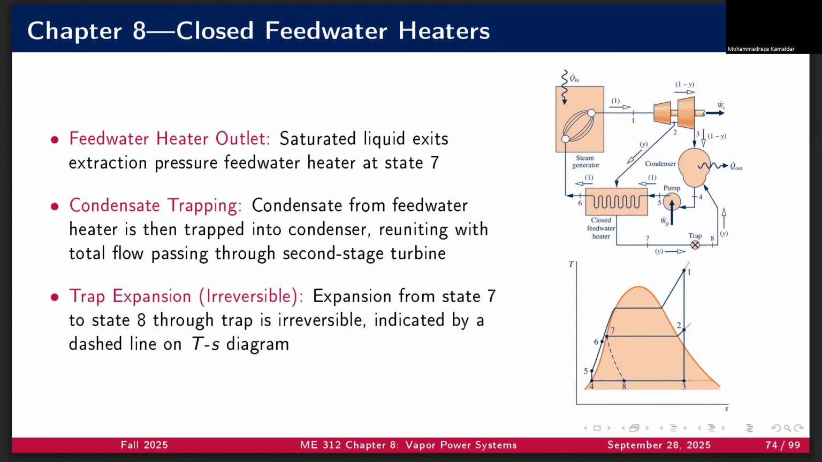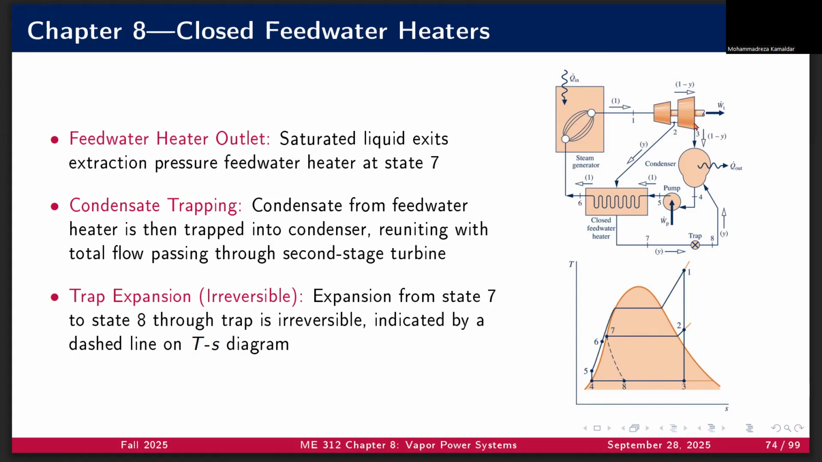Then we have this trap expansion, which we discussed, and this is an irreversible process. This is basically a throttling process, meaning that enthalpy remains constant. And we make the key assumption that H7 is equal to H8, enthalpy is constant. And we note that this is not an isentropic process. Entropy increases, even though the enthalpy remains the same. So state 8 lies at the condenser pressure here just before mixing with the main flow.